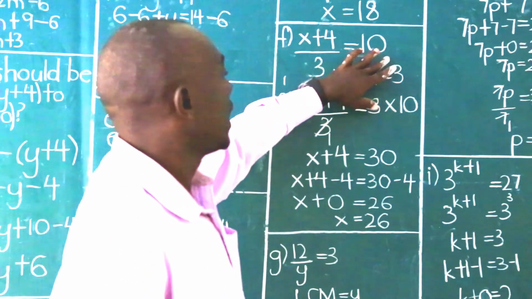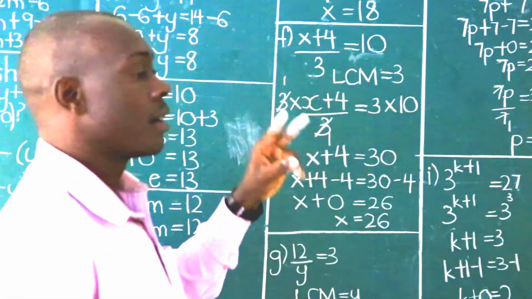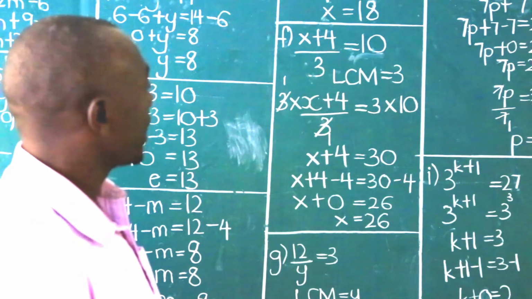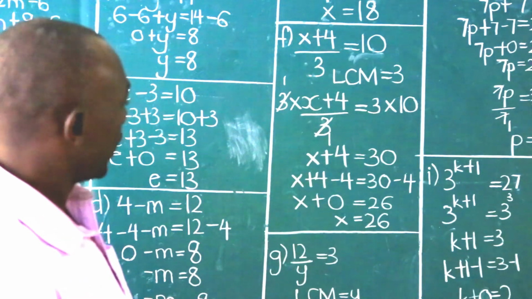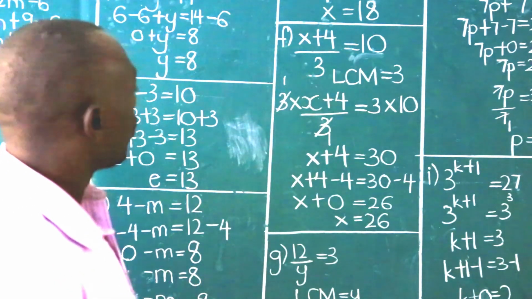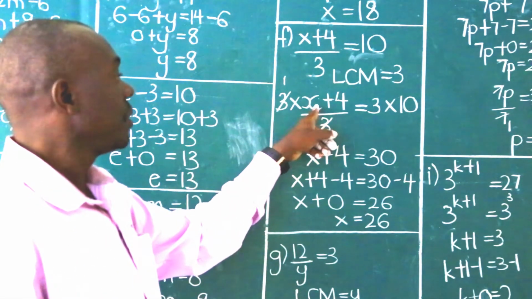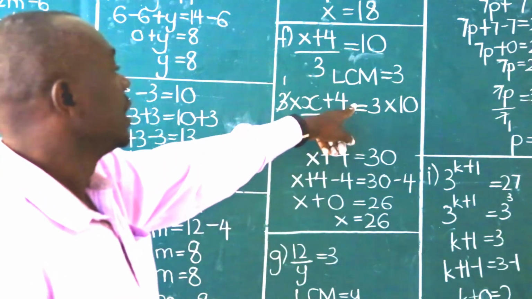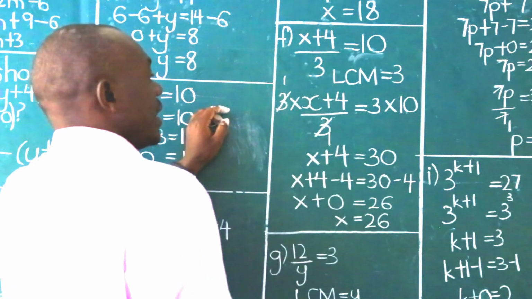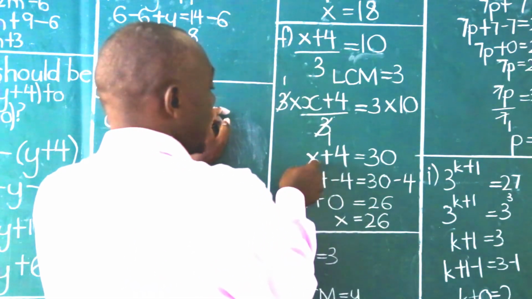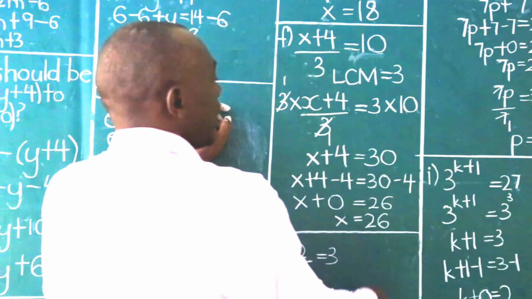So the LCM of 3 and 1 is actually 3 again. So LCM is equal to 3. We multiply both sides, both parties, by 3. So 3 times (x plus 4) out of 3 equals 3 times 10. And now cancel 3 by 3, thereby remaining with x plus 4 on this side. So x plus 4 equals 3 times 10, which is 30.